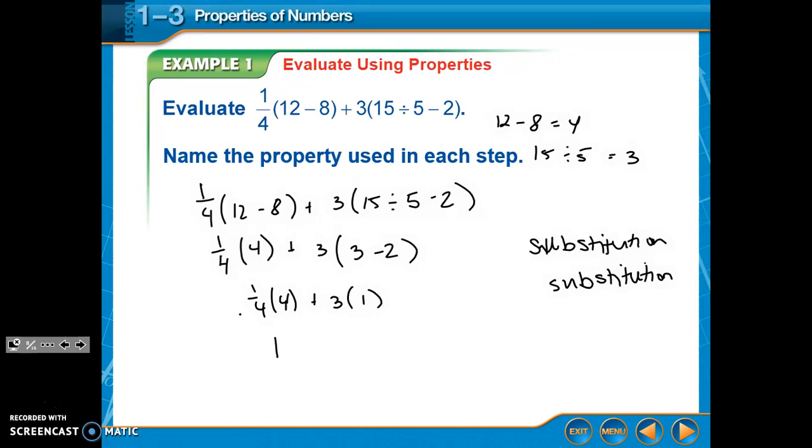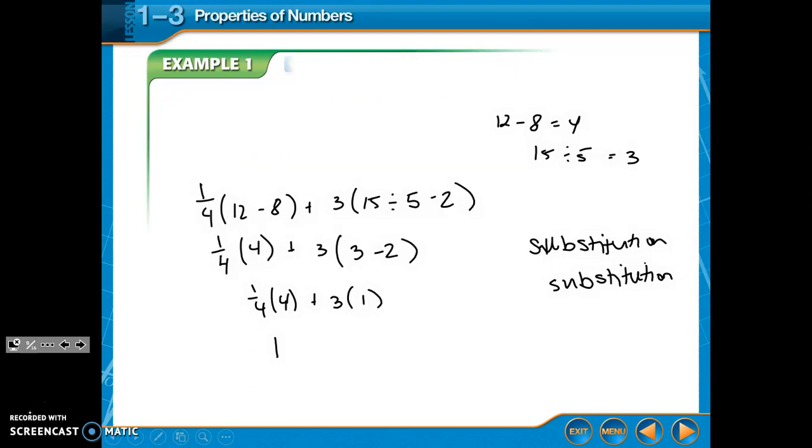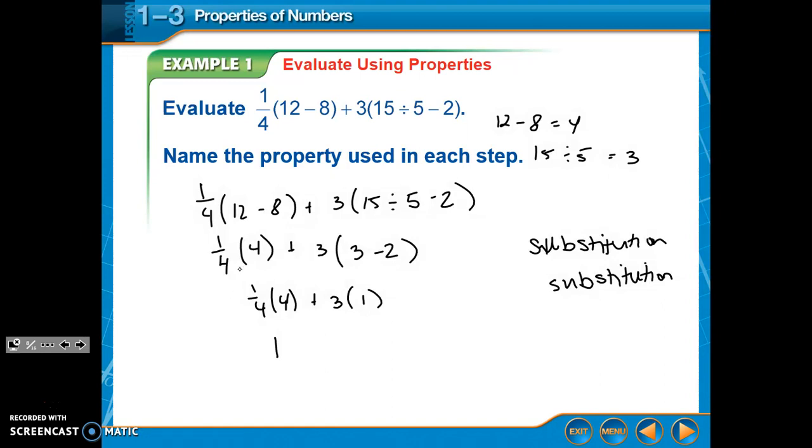And what this is right here, this is the multiplicative inverse. So you have 1/4 over 4, which is the same thing as 4 over 1. So it's like multiplying by its reciprocal, you get 1. So this is multiplicative inverse.